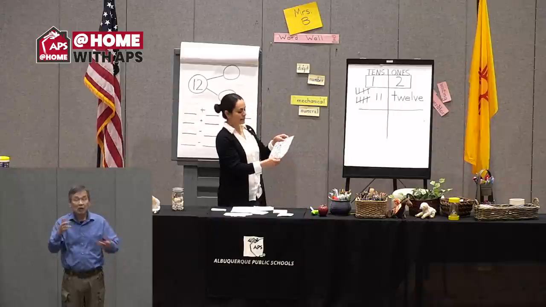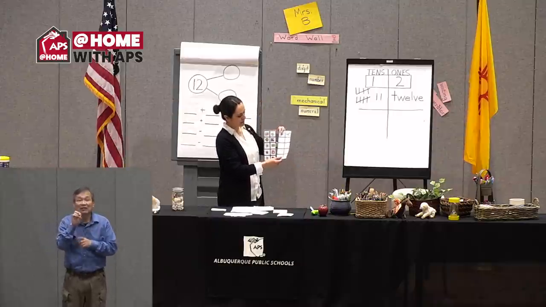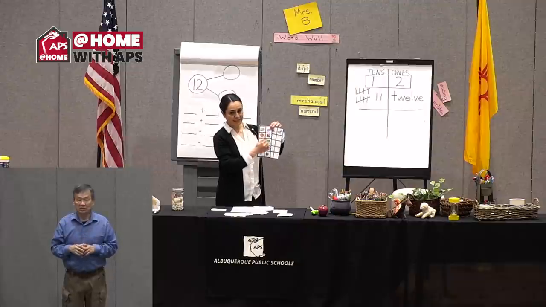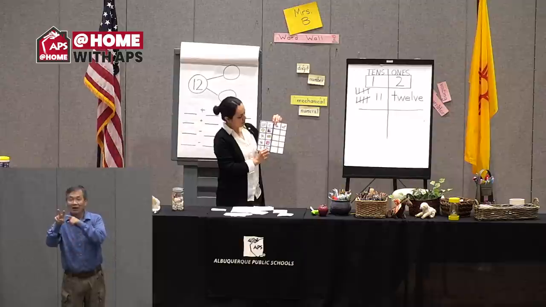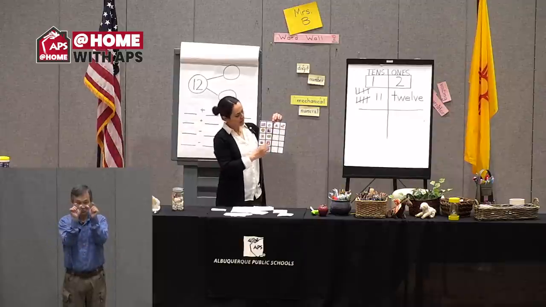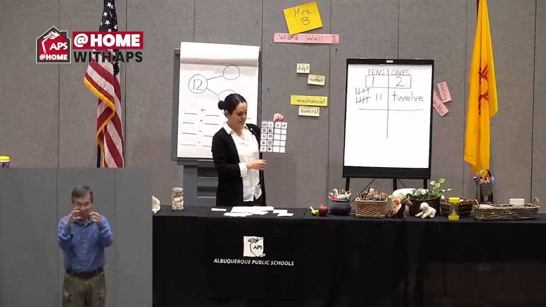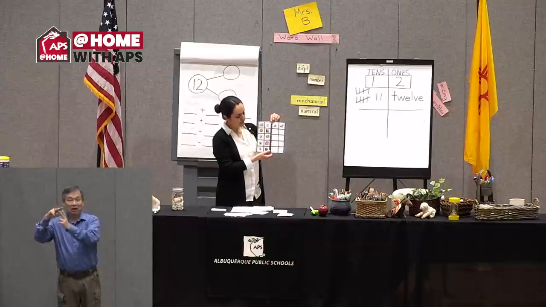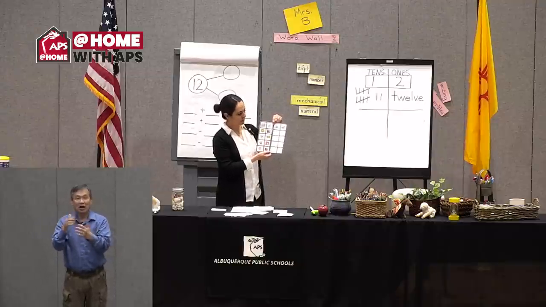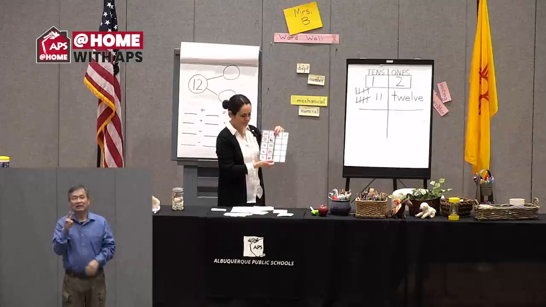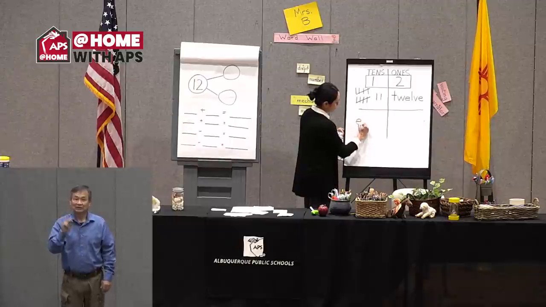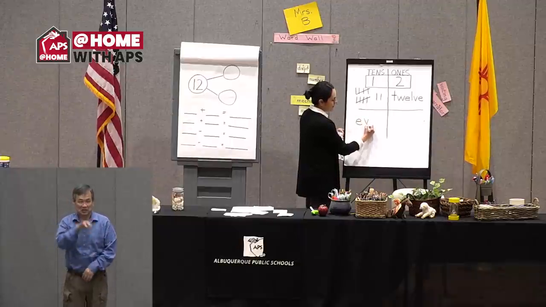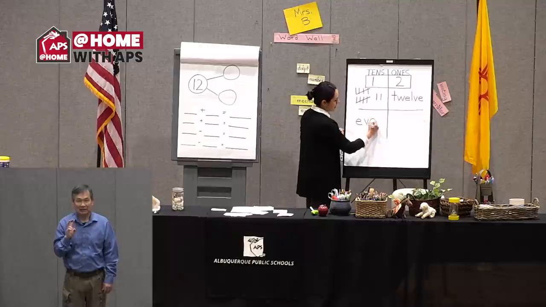So when a number is even, that means all of my stickers here have a pair or a partner. Think of it like a partner. So notice all of the stickers here had a partner. There wasn't one that was left by itself. So when we have all of our stickers paired up like this or partnered up, that means it's an even number. So the number 12 is an even number. E-V-E-N, even.